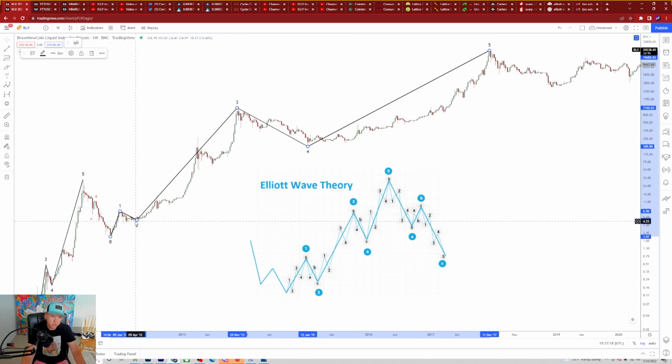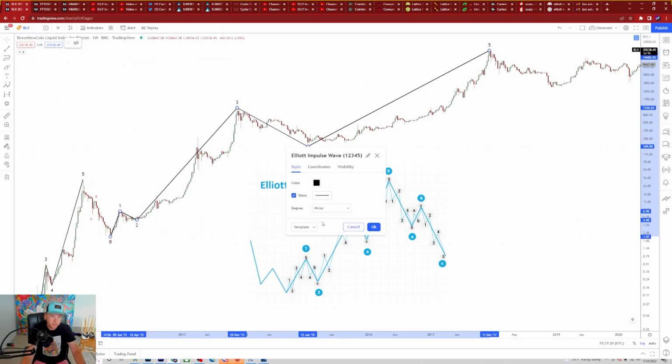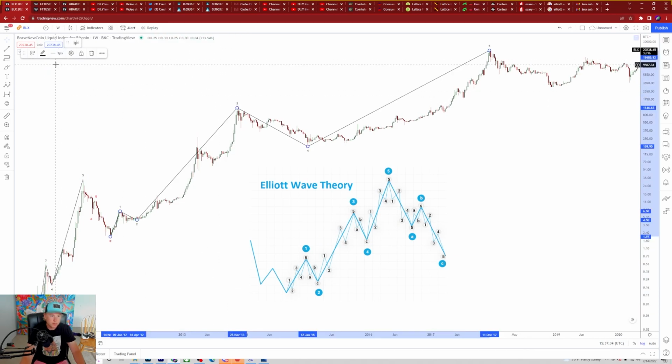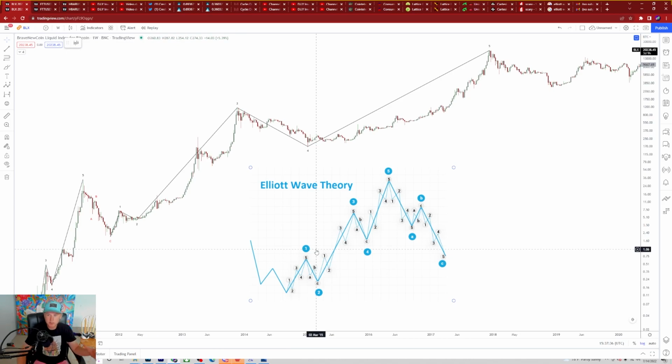So we have 1, 2, and we're going to actually make these impulse. We're going to make these smaller. Same with this cycle over here. These will be minuscule. And then we're going to make them a little bit smaller, just so it's easier for you guys to see when we get our big picture Elliott waves.